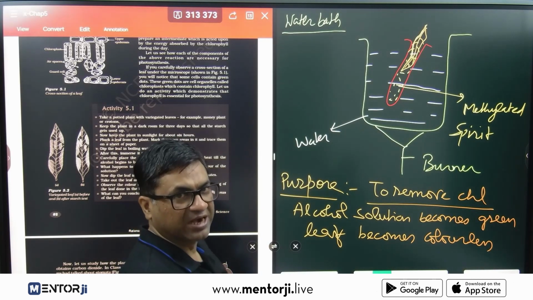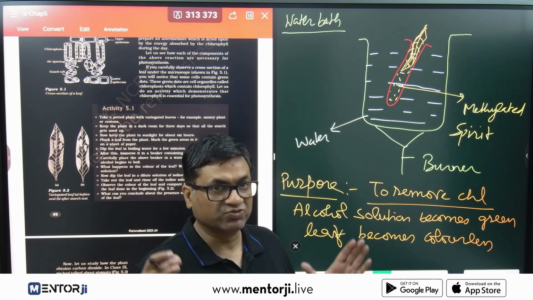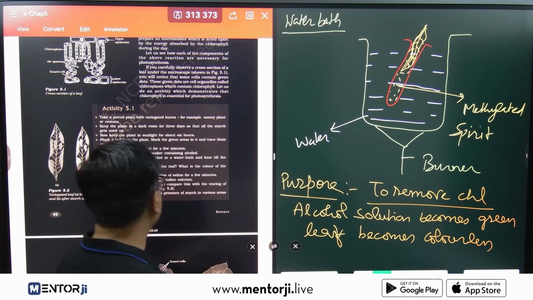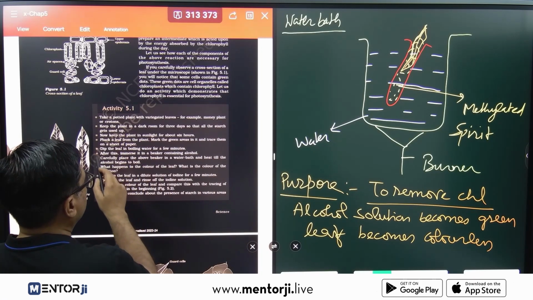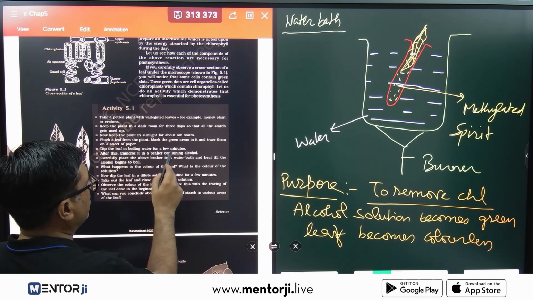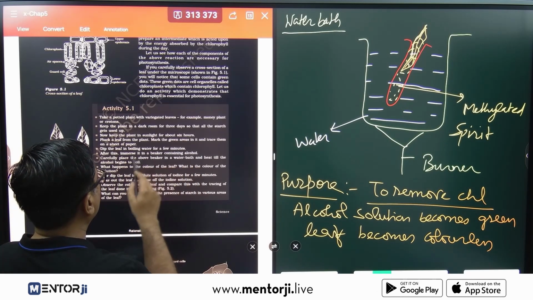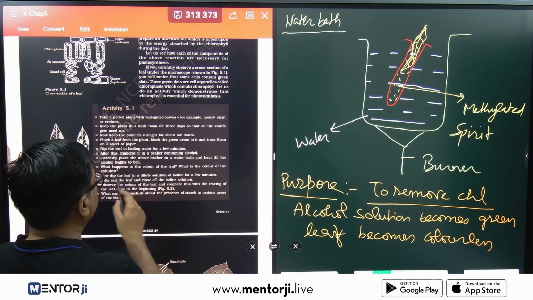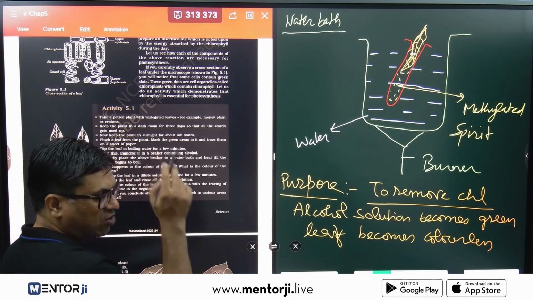The leaf becomes colorless. All of these are potential questions which can be asked in the exam. You will see the same questions given in your activity as well. Dip the leaf in boiling water for a few minutes. After this, immerse it in a beaker containing alcohol. Carefully place the beaker in a water bath and heat till the alcohol begins to boil. What happens to the color of the leaf?